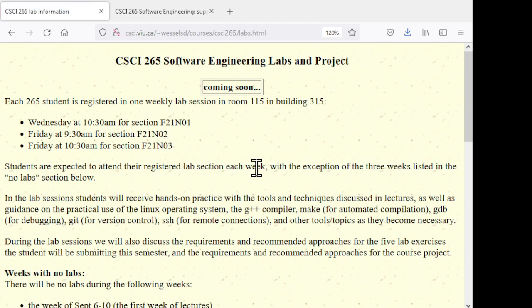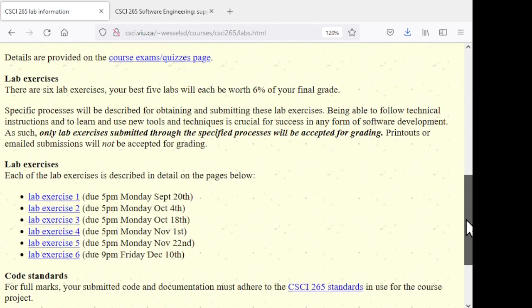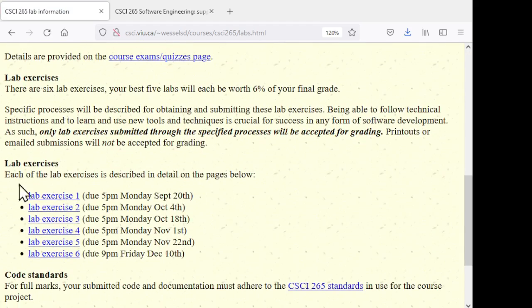The lab resources, we'll go through and I'll update as we go, but there's going to be a half dozen different lab exercises, and I'll take your best 5. Essentially, there's a lab deliverable every couple of weeks. In the lab sessions themselves, we'll work on whatever the current lab exercise happens to be, and talk about the project and about code standards and all that kind of thing.